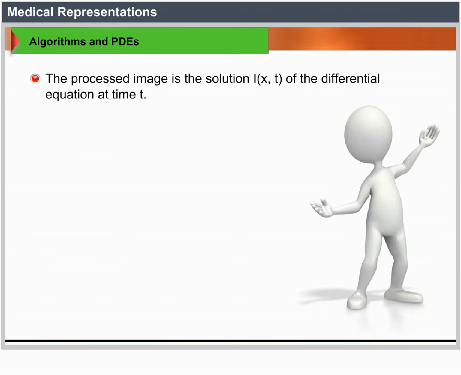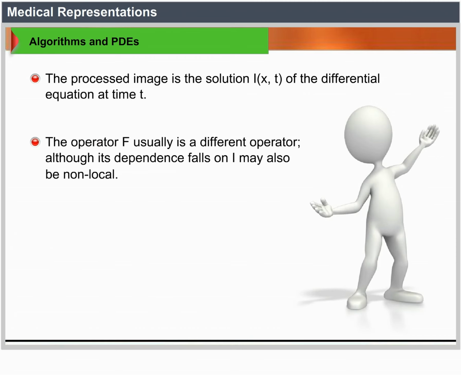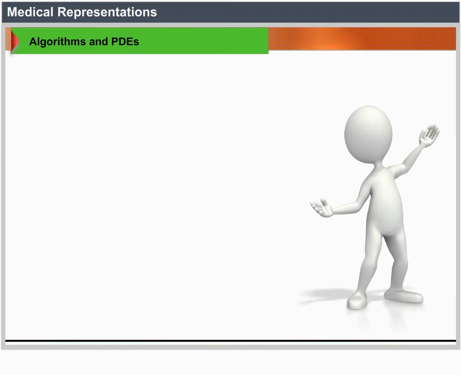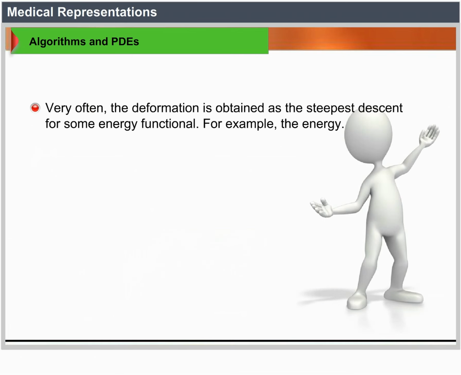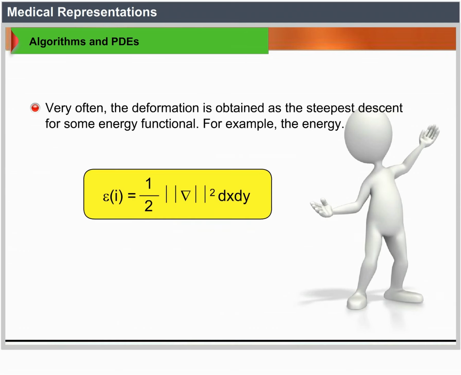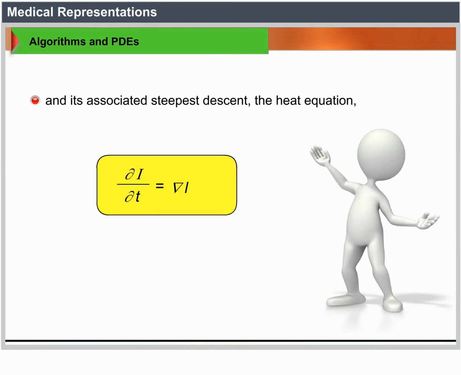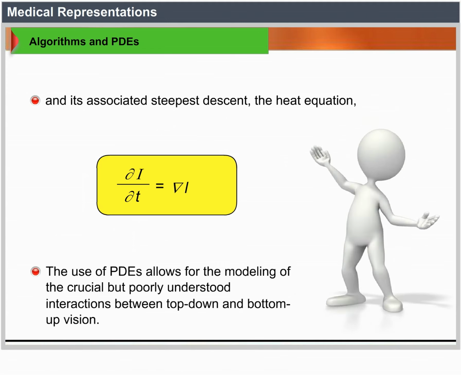The operator F usually is a differential operator, although its dependence on I may also be non-local, as shown. Very often, the deformation is obtained as a steepest descent for some energy functional. For example, the energy and its associated steepest descent, the heat equation. The use of PDEs allows for the modeling of the crucial but poorly understood interactions between top-down and bottom-up vision.